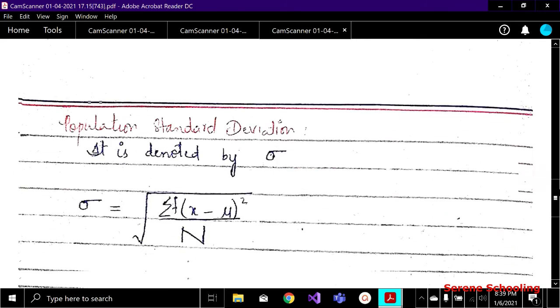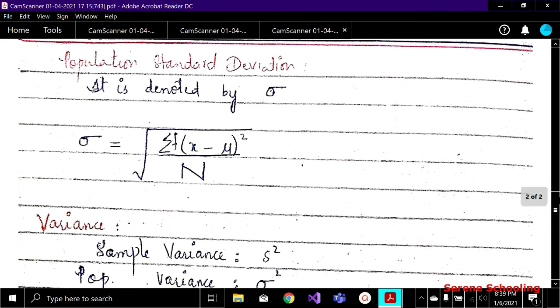So the next thing is the population standard deviation. This is the same concept. It is just for the case of population, where the whole set is under consideration and not a sample. A sample is basically a small subset of the population, while the population is the whole set, right?